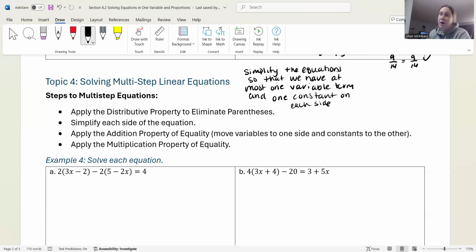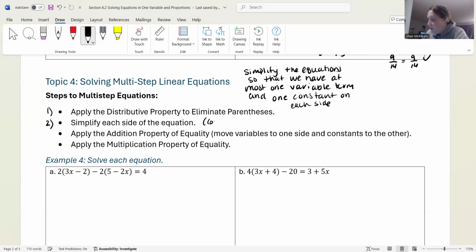Okay? Now, how do we know how to do this? Well, there's a set of steps that we're going to follow. I kind of wish I had numbered these instead of just using bullets. So the first step is to apply the distributive property to eliminate parentheses. If you have an equation that contains parentheses, get rid of them, okay? Step 2, once you get rid of parentheses, simplify each side of the equation, okay? This means combine like terms on the left, combine like terms on the right separately, okay?